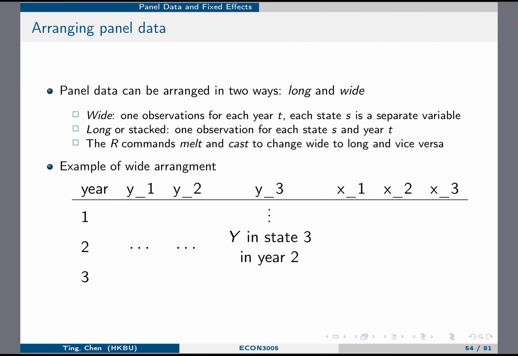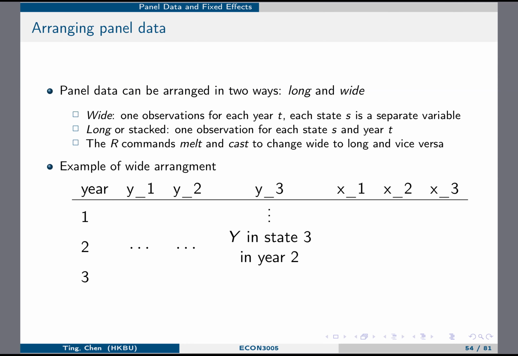In contrast, the long format, we can also call it the stack format. One observation is for each state in year. So in the row, it will contain both of the two dimensions. In R, you can use the melt and cast commands to change the wide format to long, using melt to change the wide format to long format, and using the cast function to change the long format to wide format. You can change between.